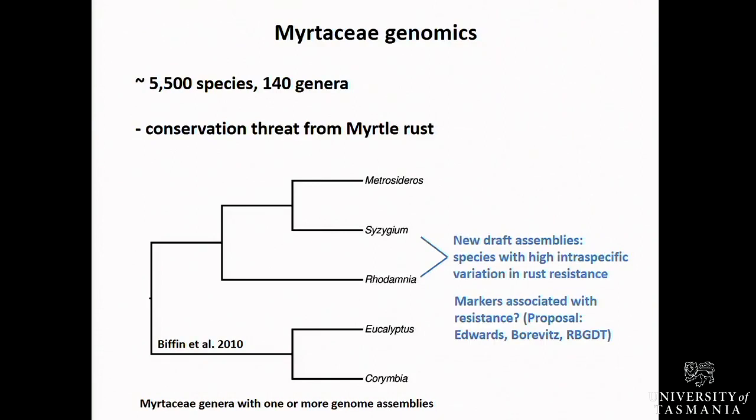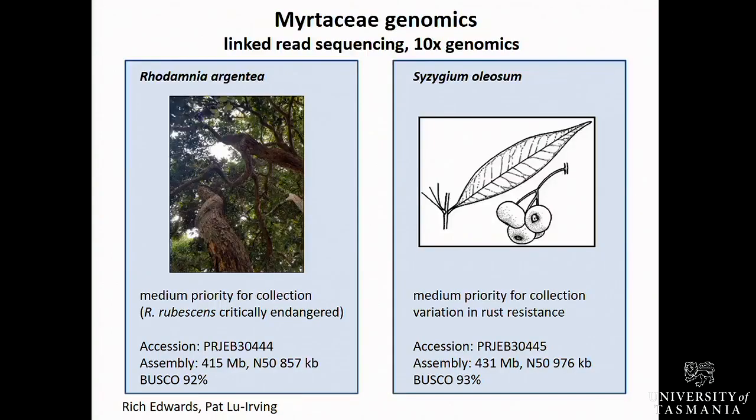And we've proposed to do that with Rich Edwards and Justin Borovitz. So just a few details on these assemblies. We are therefore Rhodamnia argentea, which shows quite a lot of intraspecific variation in rust resistance, but is also quite closely related to Rhodamnia rubescens, which has become critically endangered due to myrtle rust, and for Syzygium oleosum.